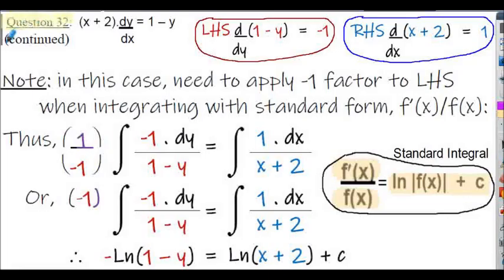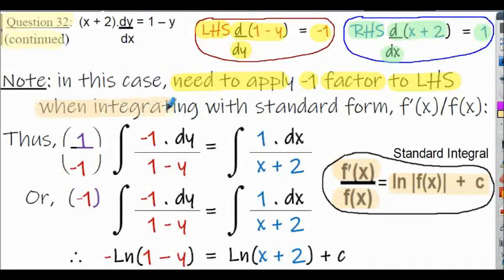Question 32, solution continued. I've just repeated this line from the previous slide related to the left-hand side differential and the right-hand side differential. What we know in this case is we need to apply a negative 1 factor to the left-hand side when integrating with the standard form, function dash x divided by function of x, shown here. For the right-hand integral, when we differentiate the denominator x plus 2, we have the value of 1, and we have 1 in the numerator. So we comply with our standard form here.